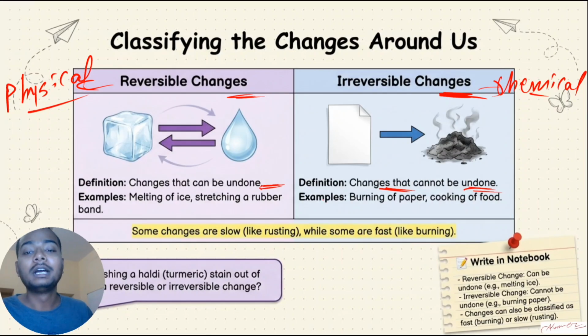When we talk about the changes, some of them are very slow, like the rusting of iron, while some of them are very fast, like burning. When you burn a paper, suddenly it converts to another material. These are examples of irreversible or chemical changes. Rusting is an example of a chemical change, and burning is also an example of an irreversible change. Some processes are very slow in nature, some are very fast.